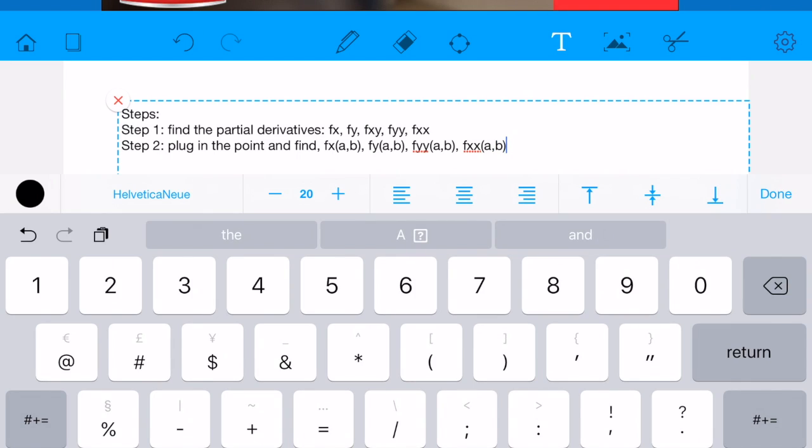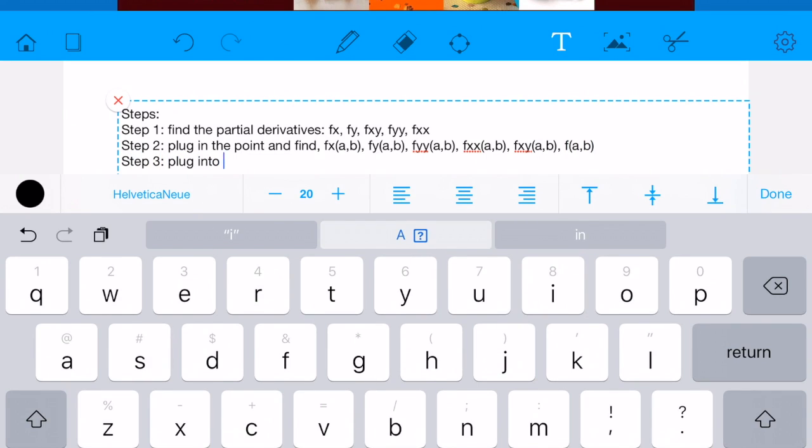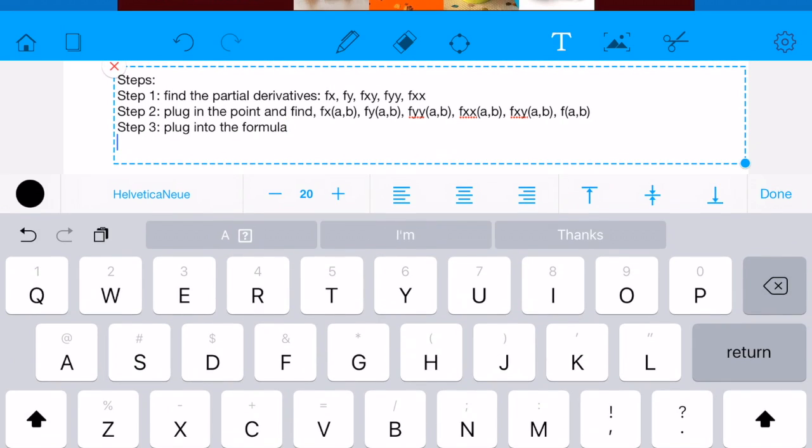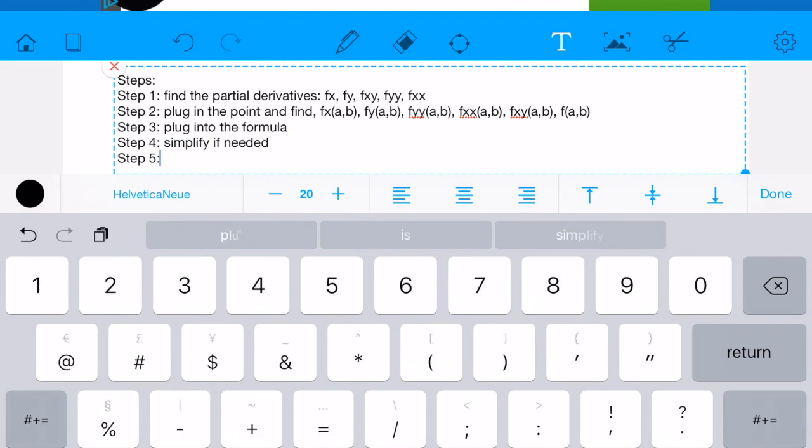Step number 3 is use step 1 and 2 and plug into the formula that we were given before. Step 4 is to simplify if needed, and then step 5 is to get the final answer. And then once you get that, you're done.